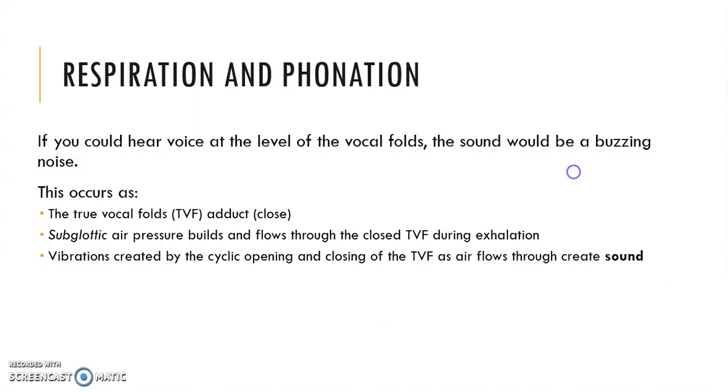We're going to move into phonation. So if we think about phonation, we'll think about just the sound at the level of the vocal folds, and it simply would just be a buzzing. So what we hear is a combination of phonation, respiration, and articulation. So phonation occurs as the true vocal folds close, and a subglottic or air pressure below the glottis builds up and flows through the closed vocal folds during exhalation. And then the vibrations created by the cyclic opening and closing of the true vocal folds as the air flows through the vocal folds creates sound. So it's just a vibration.